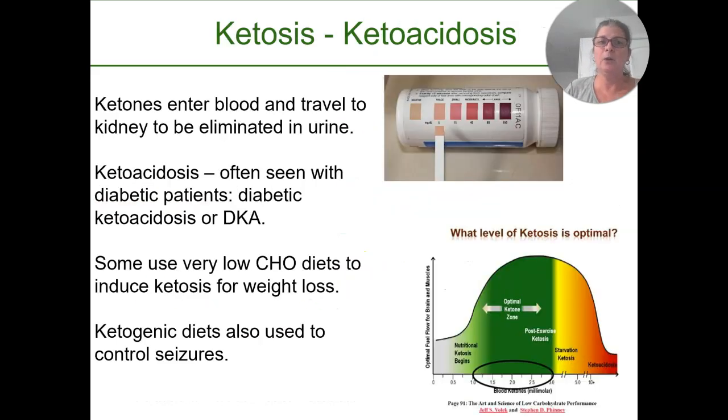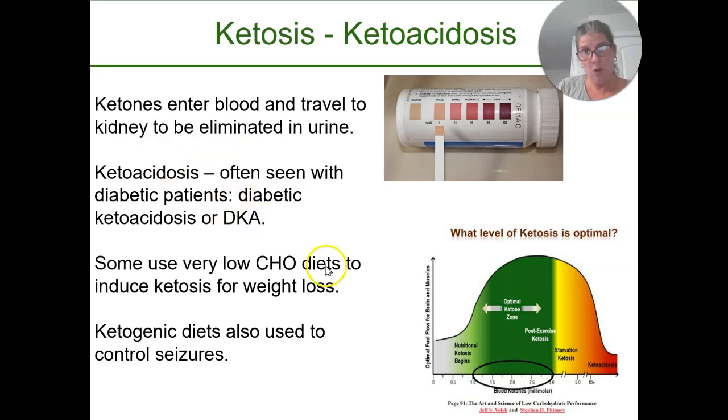Now, those ketones are going to leave the liver, and they're going to go to your kidney, where you're going to eliminate them in your urine. So you can do a little urine test and measure your ketones. The concern is something called ketoacidosis, or DKA, diabetic ketoacidosis, because if you're making the ketones faster than you can eliminate them, they accumulate in your blood and they're acids. So ketoacidosis is life-threatening. It can kill people.